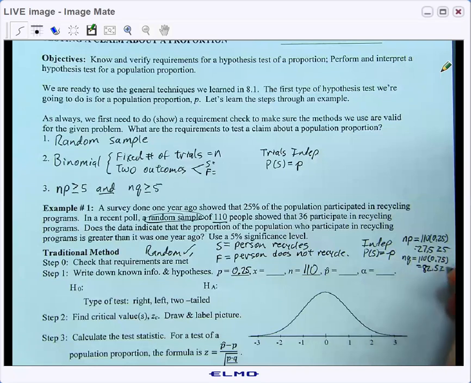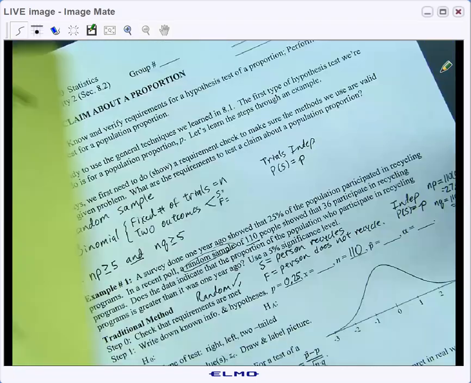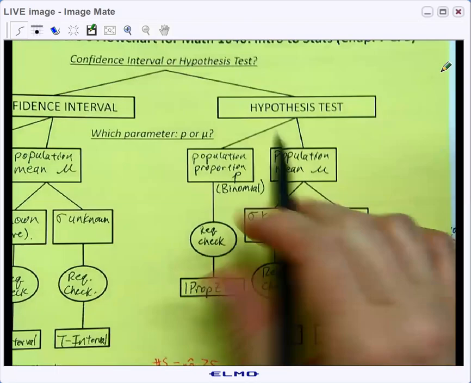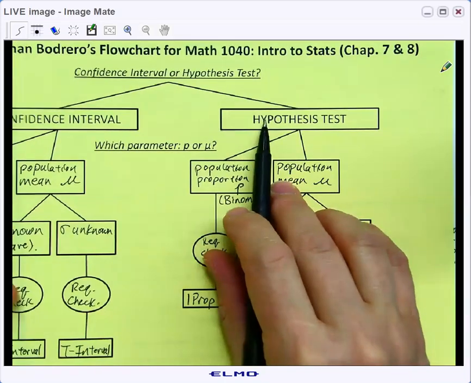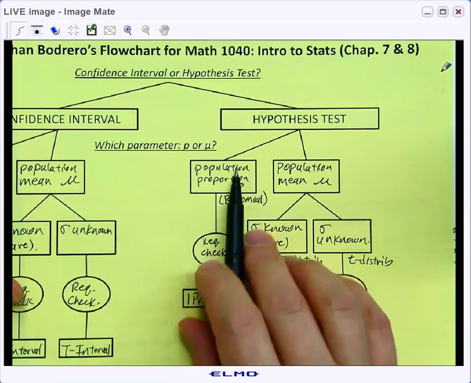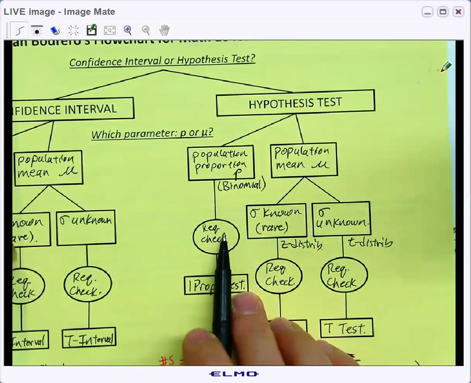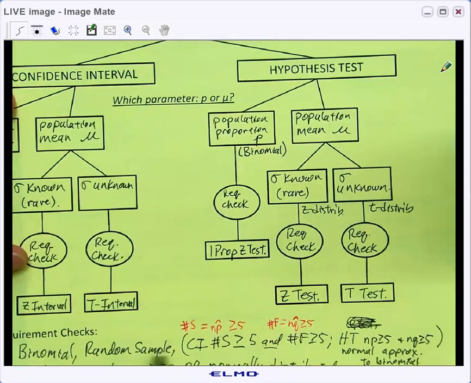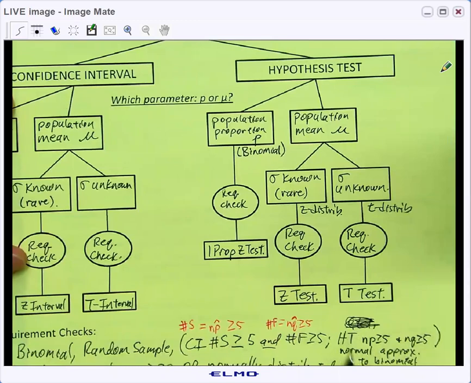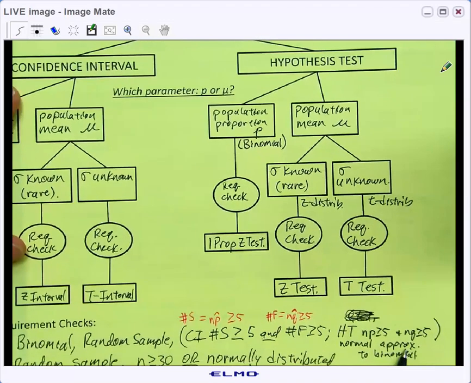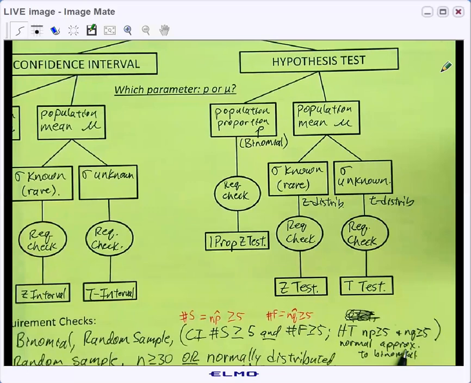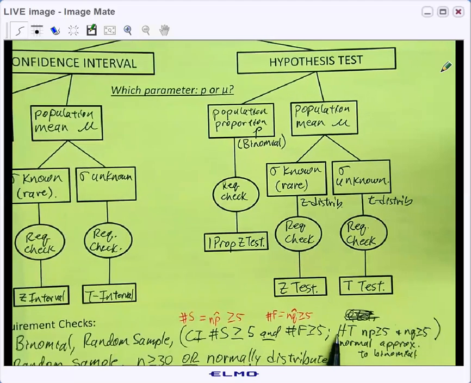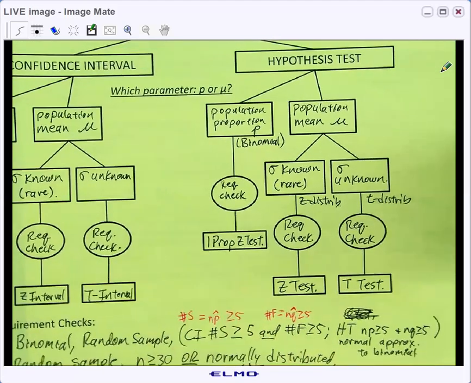Which is also way bigger than 5. So going back to our concept map, you'll see that we decided we're going to do a hypothesis test on the population proportion. We've done our requirements: a binomial random sample, and then to be able to use the normal approximation of the binomial, we need np and nq to be greater than or equal to 5 on our hypothesis test. Okay. We'll get to this one prop z test in a minute.